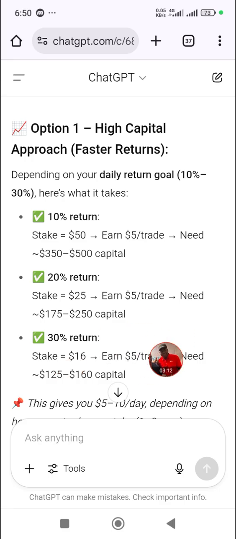Now, once you are able to be making $5, it's the same process to make $10. The same way you make $5 is how you make $10. All you just need to do is double your stake. So instead of using 16, you're going to use 32. Are you getting it? Or roughly like $30. Then you make $10 every day. You're staking $30, you're making $10 every day.